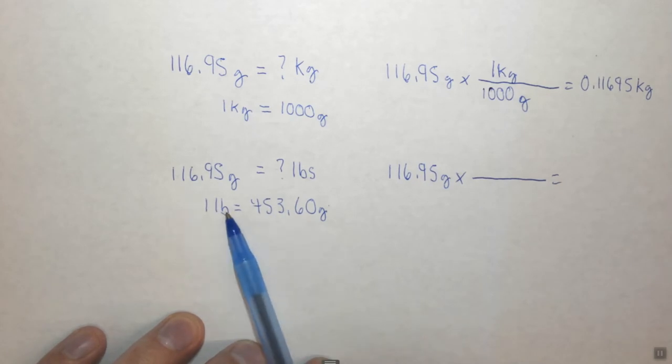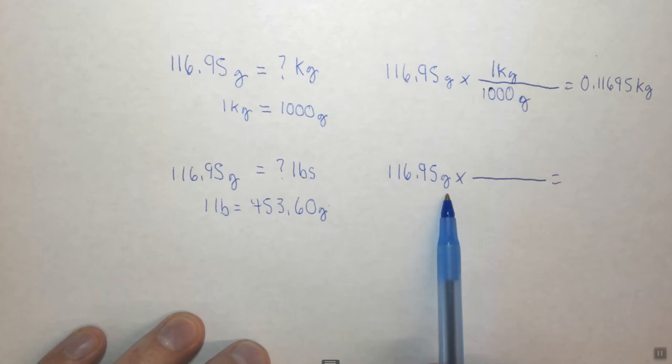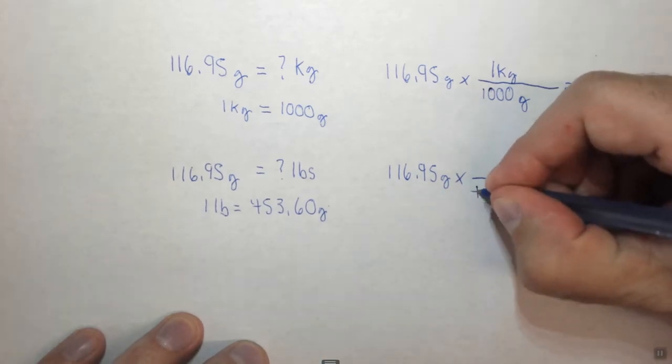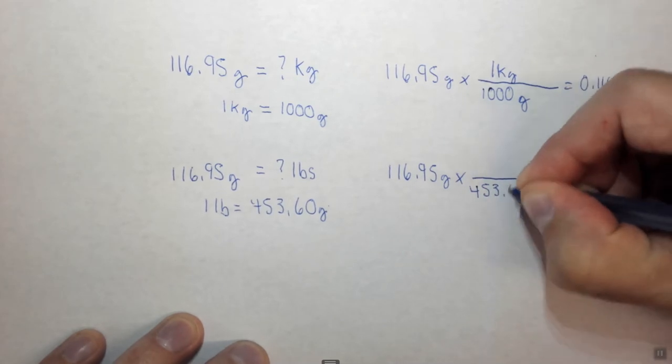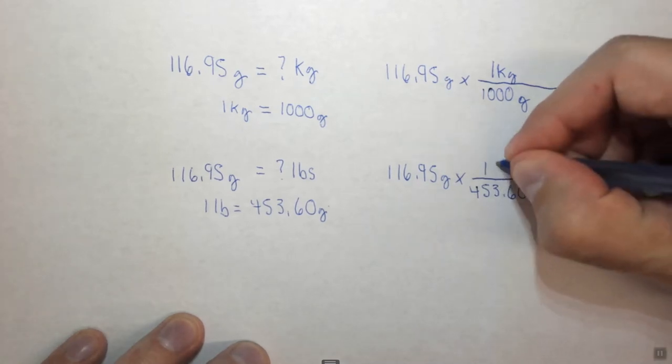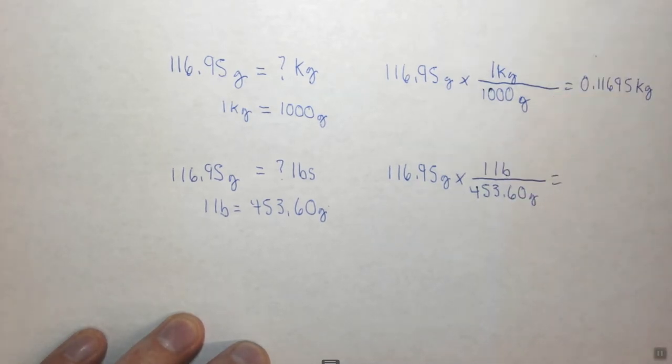I need to put one part of my equality on the bottom and one part of my equality on the top. Well, how do I decide what to put on the bottom? I decide what to put on the bottom based on getting the unit to cancel out. So in this case, I want grams to cancel out. So I put the 453.60 grams on the bottom. And on top, I put the 1 pound.